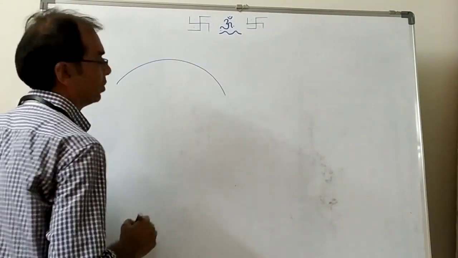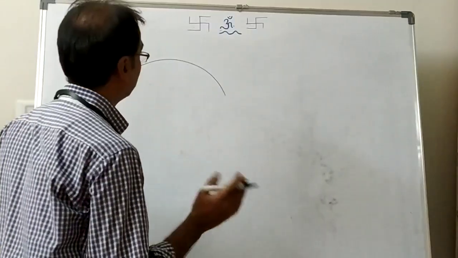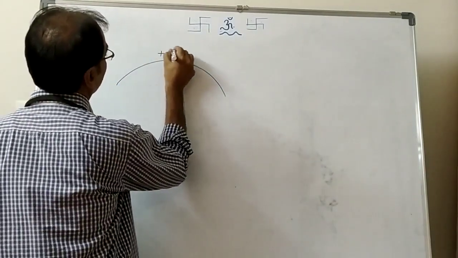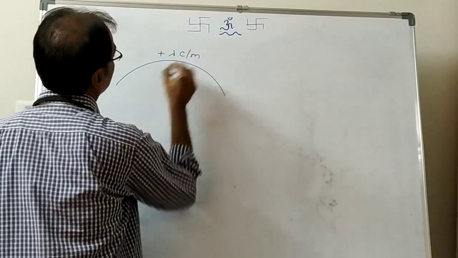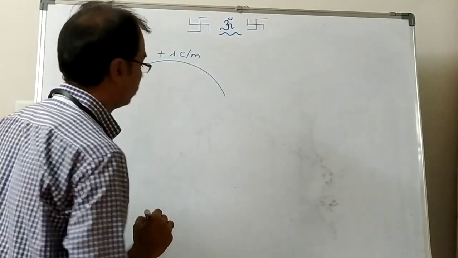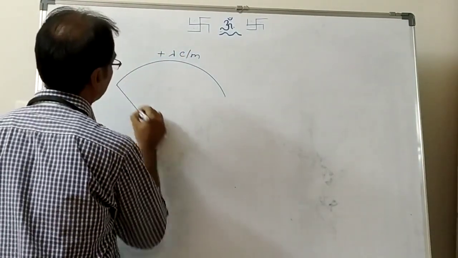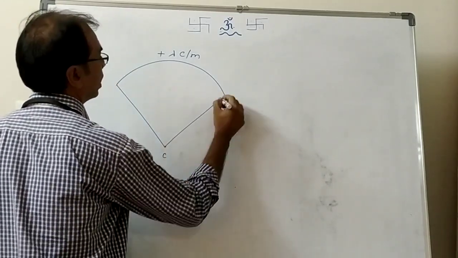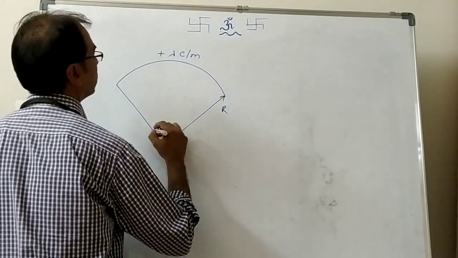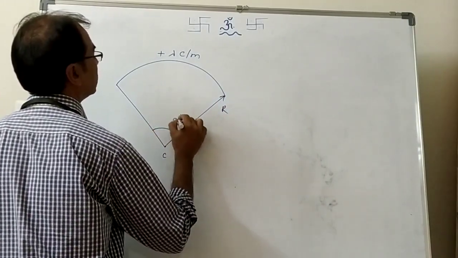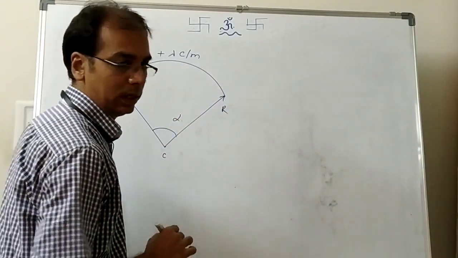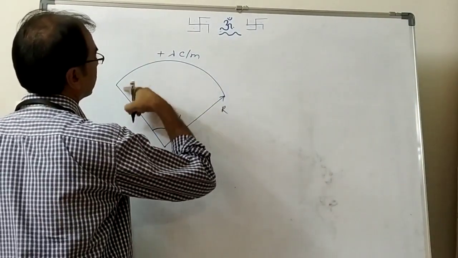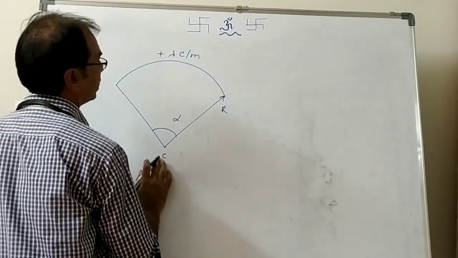So this is the portion of the ring, right? It's neither a semicircle nor a quarter of a circle. So this ring is having lambda coulomb per meter uniform charge, and we want to find out what is the electric field at the center here. Let's say this is R, and the total angle this is making at the center is alpha. So because of this, what is the electric field at the center?